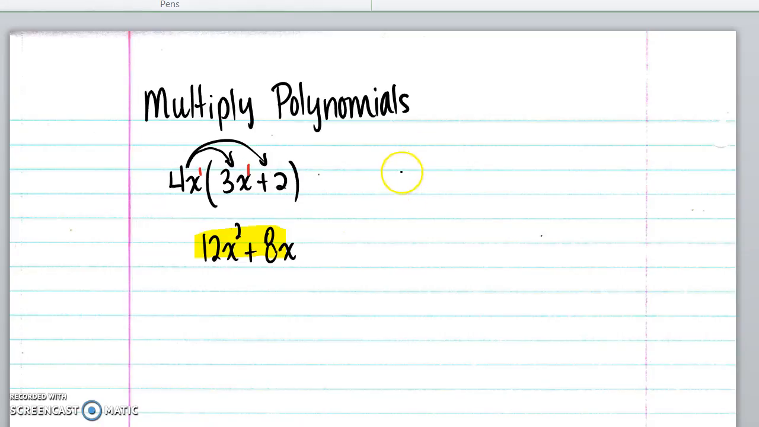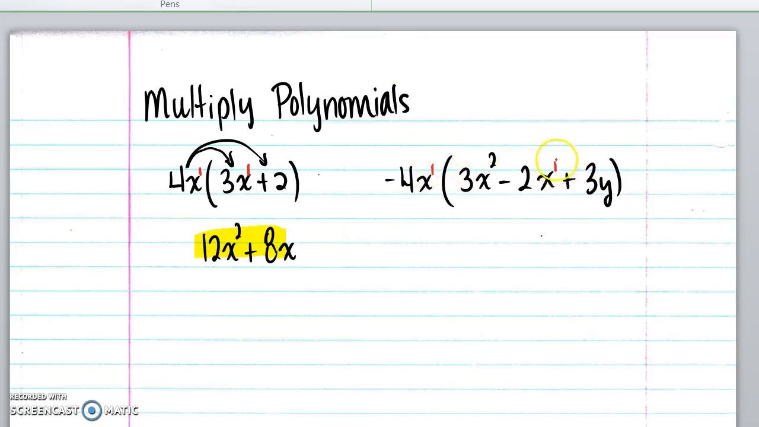Let's do another one. Okay, so we've got this negative 4x that's going to be distributed through the trinomial that's inside the parentheses here. Don't forget that if there's not an exponent written, it's an understood one. So negative 4x times 3x squared is negative 12x cubed because you add the exponents.